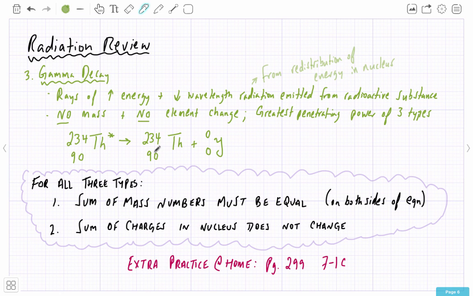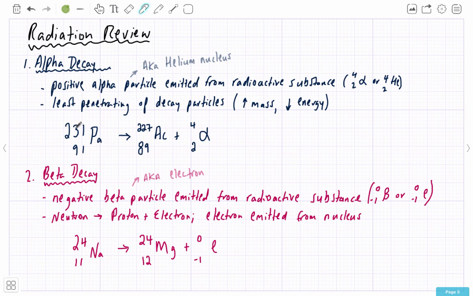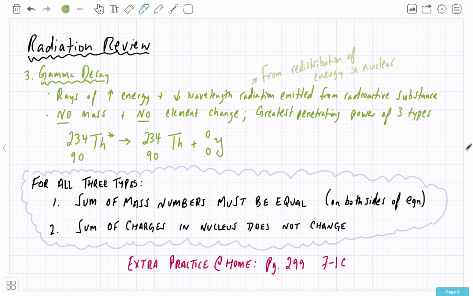Something that's really important is for all three types, the sum of the mass numbers must be equal on both sides of the equation. So you'll notice here 234, 234, 90, 90, and of course the zeros had nothing. And I'll go back here, 231 is equal to 227 plus 4, and 91 is equal to 89 plus 2. So everything is equal here in terms of the mass numbers. 24 is 24 plus 0, and of course 11 equals 12 plus -1. So I got a bit ahead of myself.